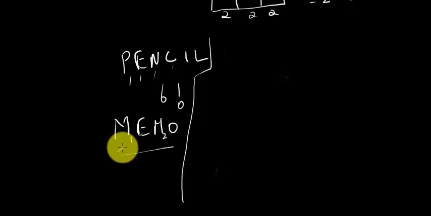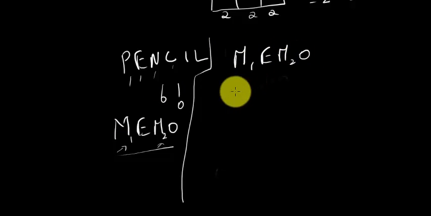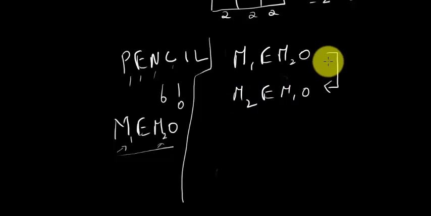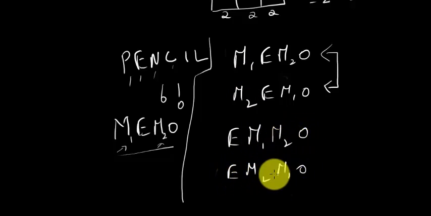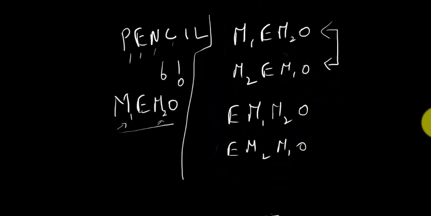Here, I'm calling this M1 and calling this M2. Why? Because if I write M1 E M2 O and then M2 E M1 O, they both mean the same. They're not different, isn't it? So likewise, for every permutation that I'm going to do, I will have these kinds of situations appearing. For example, I can write E M1 M2 O, which is equivalent to E M2 M1 O. So all these options have to be removed when I'm doing the permutation, isn't it? Okay, let's see how to do that.